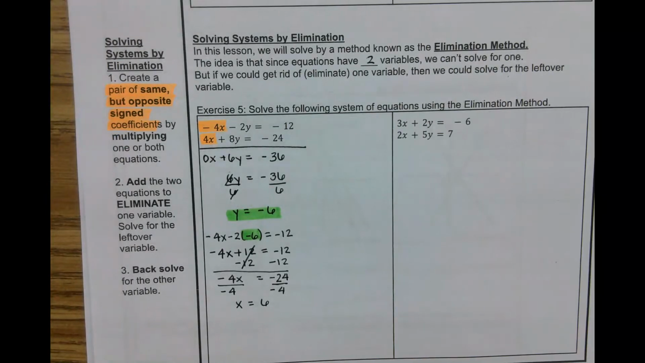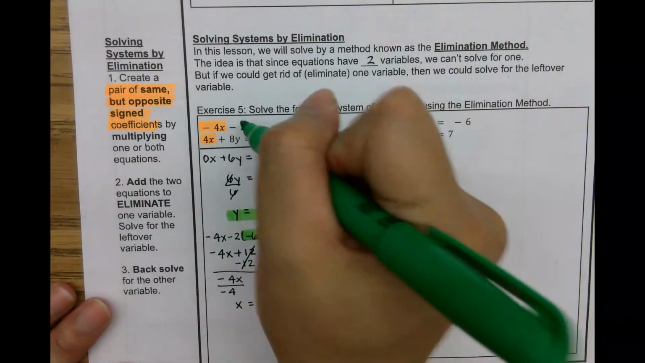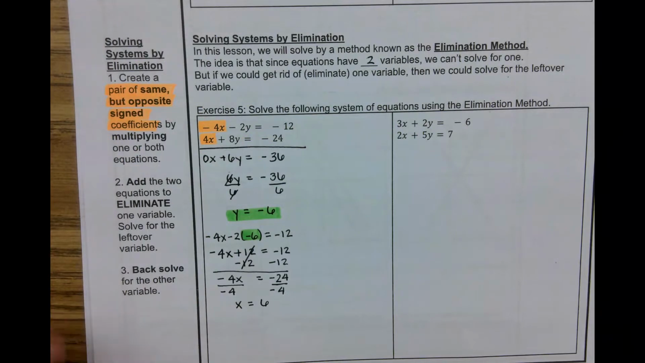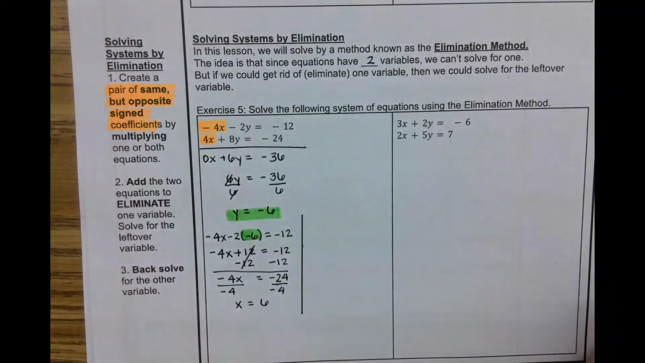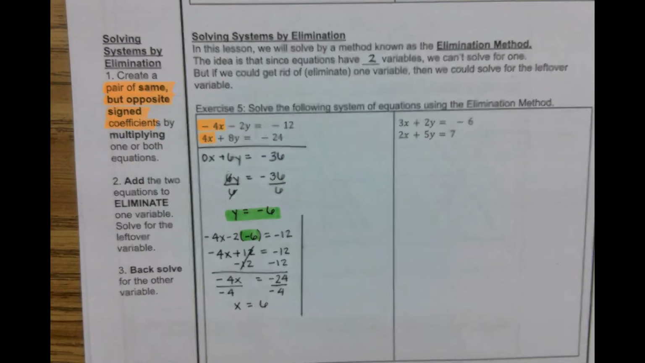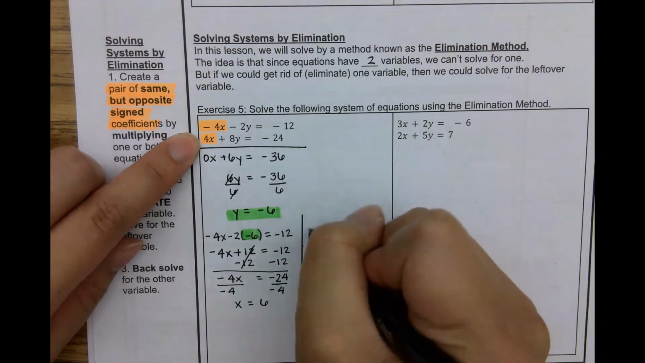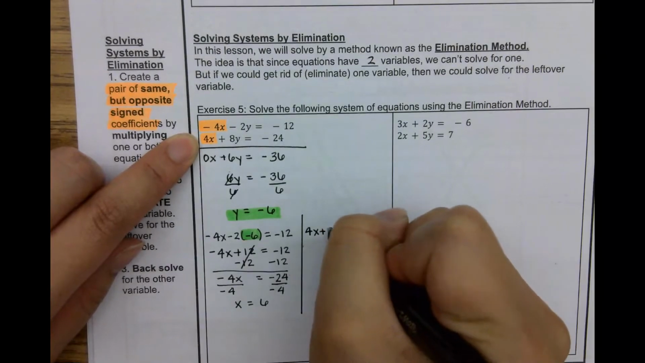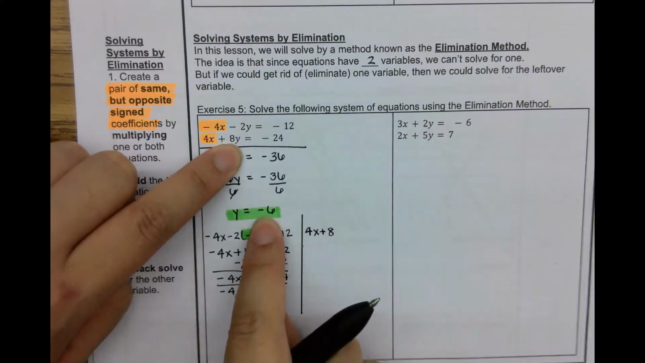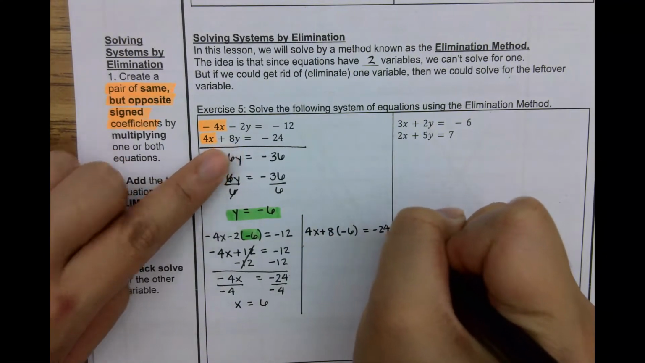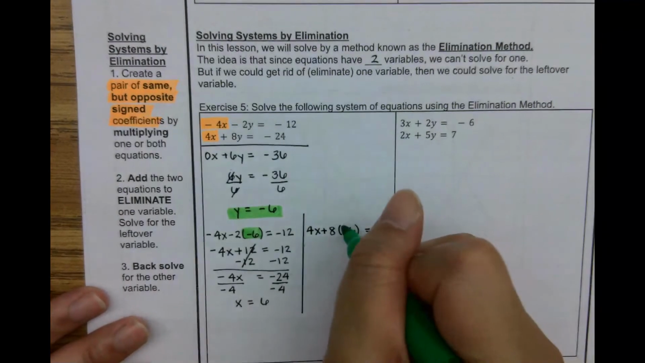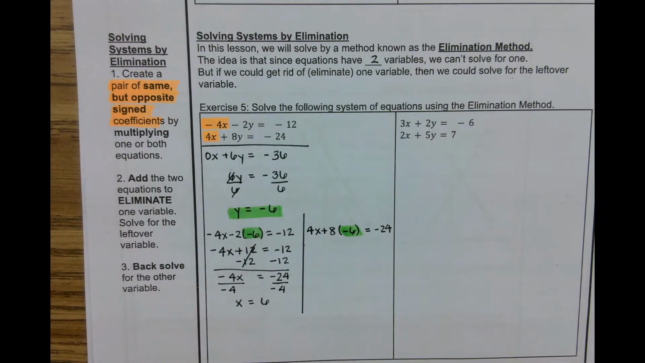You might be asking, but Miss Ng, what if instead of plugging it back into the first equation, I chose the second one? No problem. It is totally fine. It doesn't matter. You'll end up with the same thing because remember, a solution to the system makes both of the equations true. So even if I plugged it into this bottom one, 4x plus 8, and instead of y, since y equals negative 6, I put in negative 6, equals negative 24. I should still get the same answer. I should still get x equals 6.